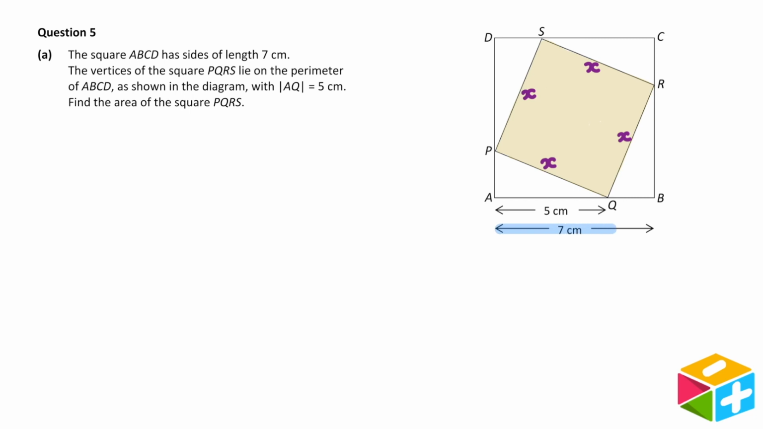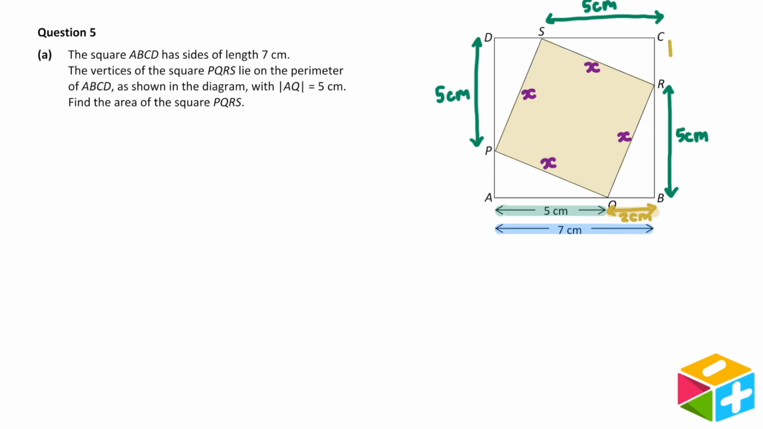We know that the length from A to B is 7 centimeters. If A to Q is 5 centimeters, this means that there'll be 2 centimeters left over for Q to B. Now, we can exploit some symmetry in the outer square. B to R, C to S, and D to P will all be 5 centimeters also. R to C, S to D, and P to A will all be 2 centimeters.